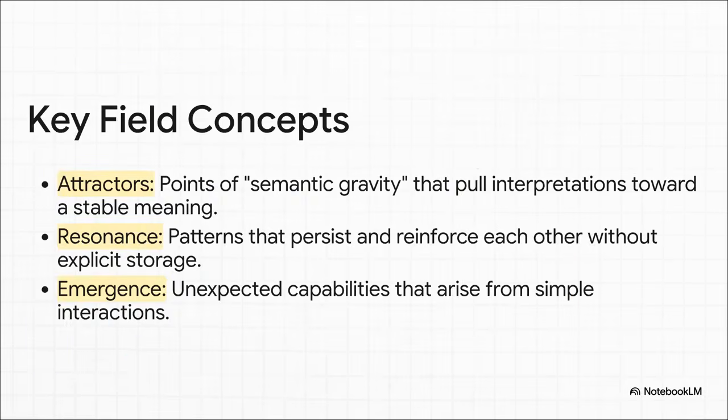And this kind of thinking opens up some really cool concepts. Attractors are like points of semantic gravity that pull a conversation toward a coherent topic. Resonance is how patterns can reinforce themselves without you needing to explicitly save them in a database. And the holy grail here is emergence, where complex, intelligent behaviors start to appear that you never explicitly designed, all just from the interactions within the system.